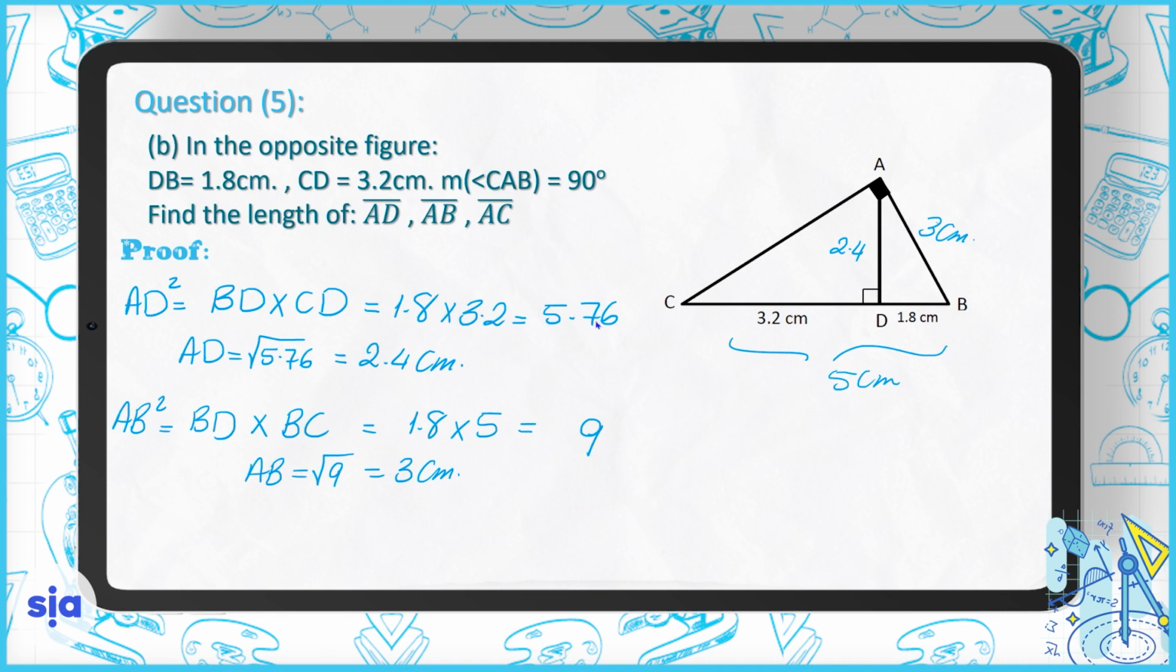To find AC, in the same way with the Euclidean theorem, AC squared is CD multiplied by CB, which is 3.2 multiplied by 5. The result is 16. So AC is the square root of 16, which is 4 centimeters long.